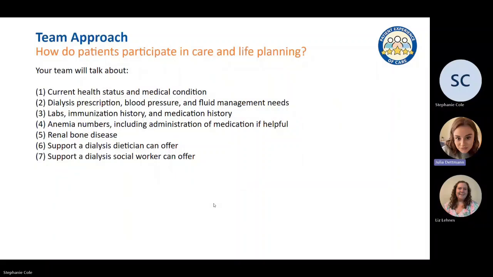So we're going to talk a little bit about team approach today and how patients can participate in care and life planning. Dialysis providers have a requirement via the CMS conditions for coverage to meet with patients and review certain topics. These topics include current health status and medical condition, dialysis prescription, blood pressure and fluid management needs, labs, immunization history, and medication history, anemia numbers, including administration of medication if helpful, renal bone disease, support a dialysis dietitian can offer, and support a dialysis social worker can offer.